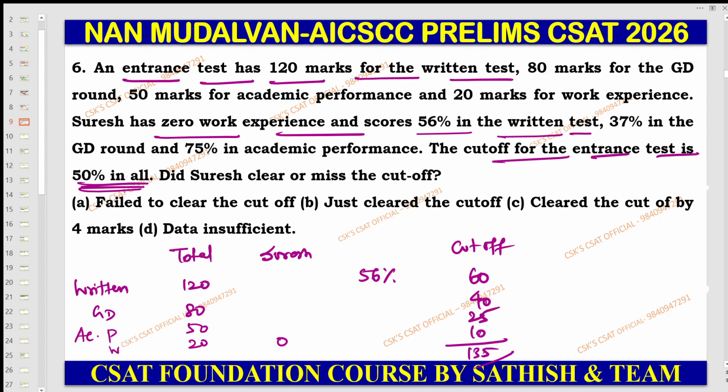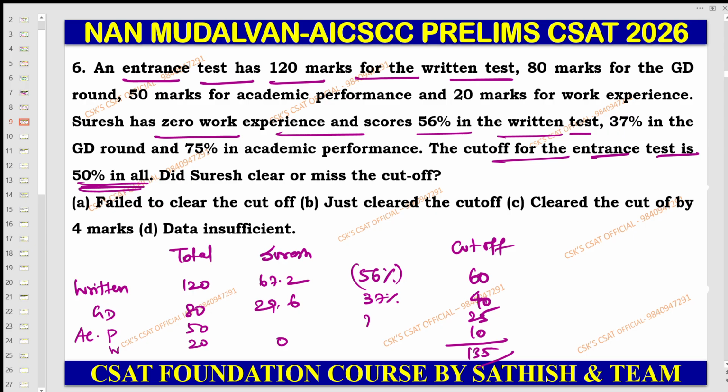So Suresh gets 56% in the written, which is nothing but 67.2. How to calculate this one? 56 by 100 into 120. Okay, it's a time consuming one. Then in the group discussion he gets 37%. So 37 means what you have to do? 0.37 into 80. Guys, getting how to work on this, right? If you work on this one, you will get 29.6.